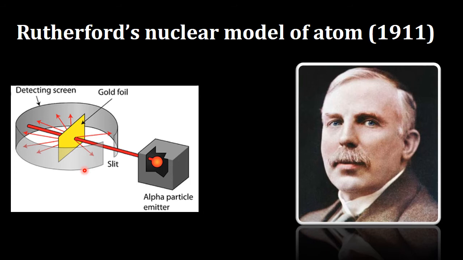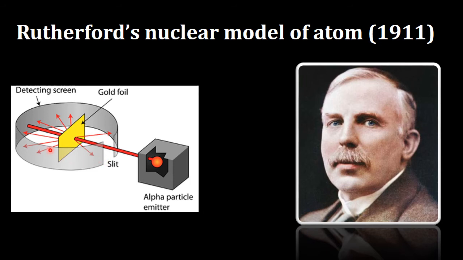But unexpectedly, most of the alpha particles went straight through the foil. A small number of alpha particles got deflected from the original path through a small angle, while some alpha particles got deflected through larger angles. And surprisingly, one alpha particle bounced back in the direction opposite to the original path.